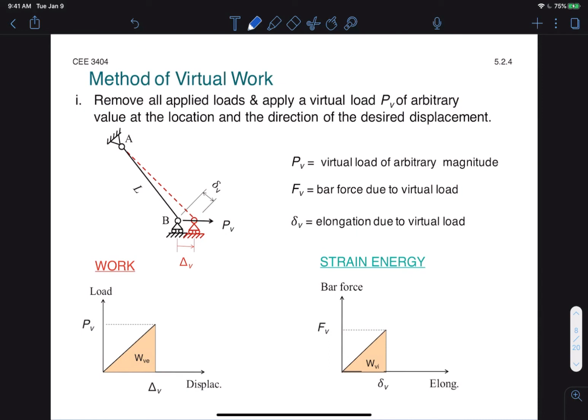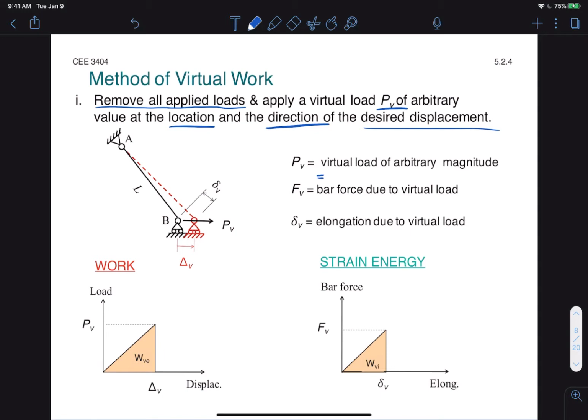Now we define a virtual system where we remove all applied load, so we remove P, and we apply instead a virtual load P sub V of any arbitrary value, but it has to be at the location and in the direction of the desired displacement that we're trying to calculate. So in this case, by coincidence, it goes at the same place in the same direction as P, but this is not true in general. Okay? So P sub V will be our virtual load of arbitrary magnitude.